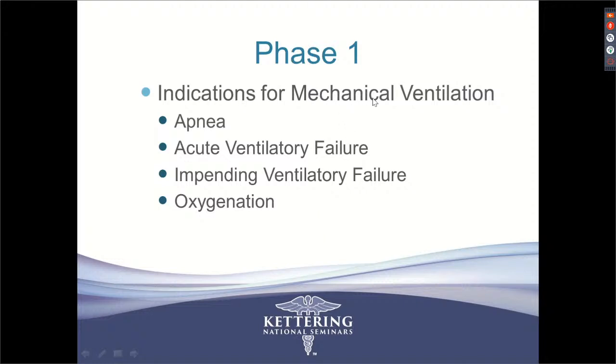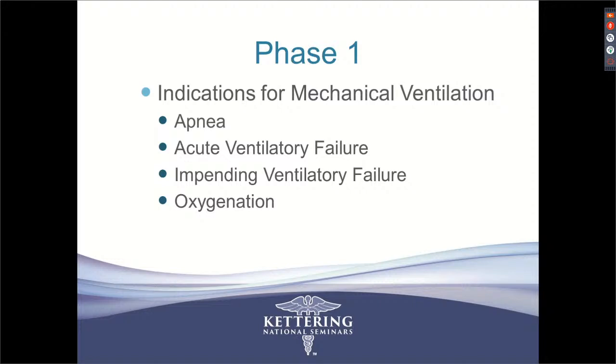So phase 1, indications for mechanical ventilation. Just like with everything else on this test, you absolutely have to know when you would use a particular therapeutic modality. And it's no different for mechanical ventilation. So we have them listed there for you. Number 1, apnea would be one, of course, that's an absolute indication. And then number 2, the acute ventilatory failure. Number 3, impending ventilatory failure, which means that you got a trend or rising in your CO2. And then number 4, you've got a problem with oxygenation.